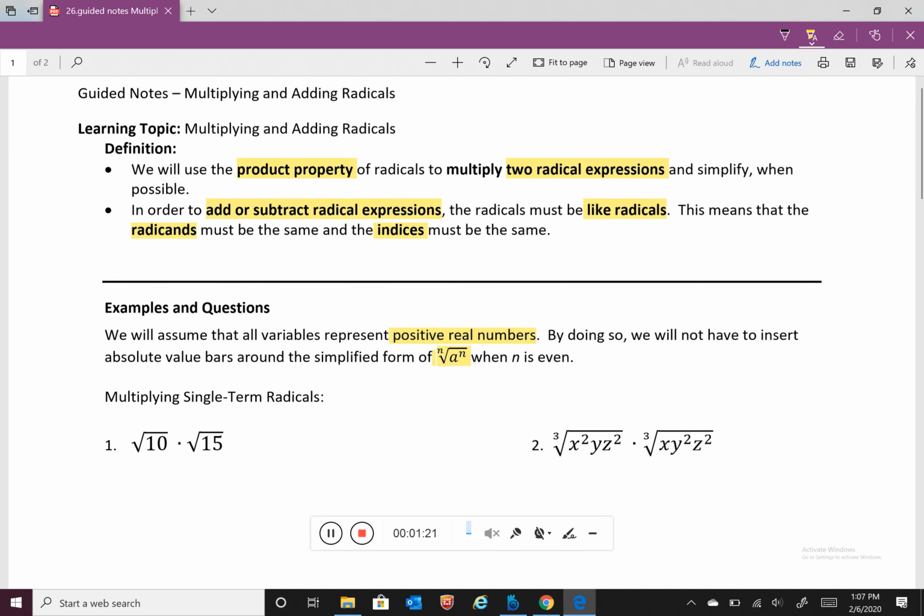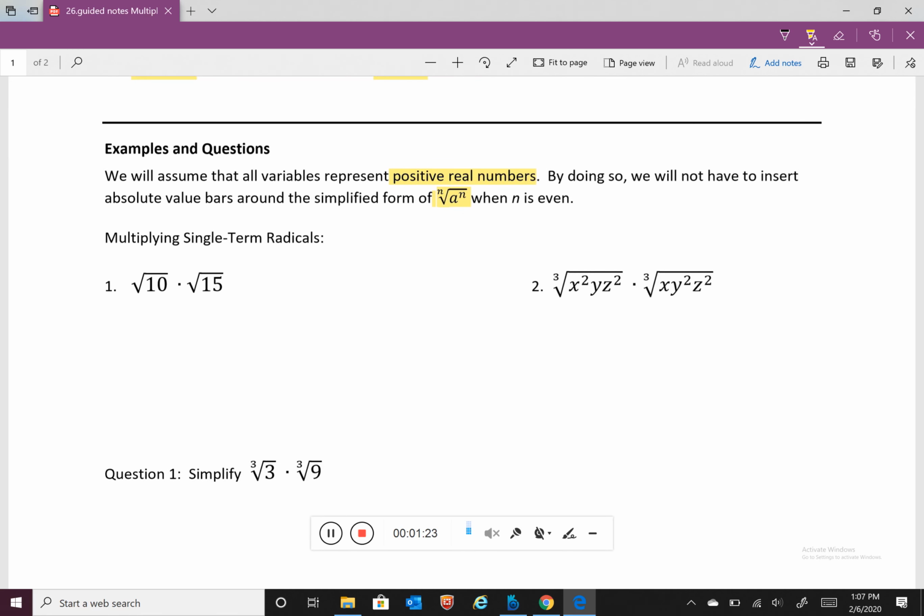So for our first example, we're going to be looking at multiplying single term radicals, such as the square root of 10 times the square root of 15. I first want you to take a moment and recognize the square root of 10 in and of itself does not simplify. The square root of 15 also does not simplify. But when we apply the product property, this gives us the square root of 10 times 15. And when multiplying, we now have the square root of 150.